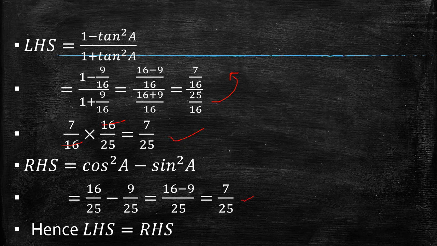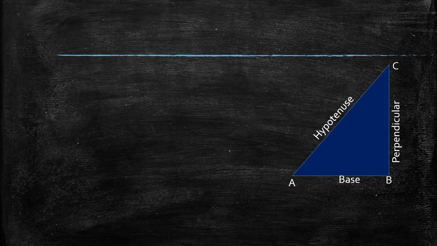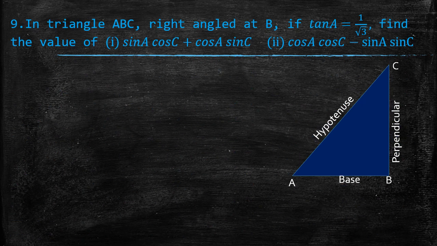Now come to question number 9. So students, our next question is question number 9, and 9 is: in triangle ABC, right angled at B, if tan A is equal to 1 upon under root 3, find the value of number 1, sin A cos C plus cos A sin C, and number 2, cos A cos C minus sin A sin C. You have been given the value of tangent A, which is equal to 1 upon under root 3. From this value, you have to find the values of sin A, cos A, sin C, cos C, and then solve these two expressions.